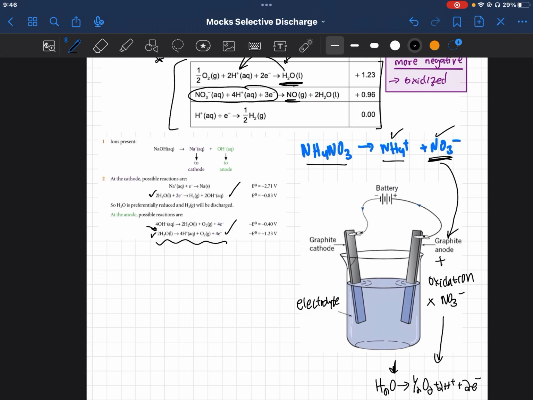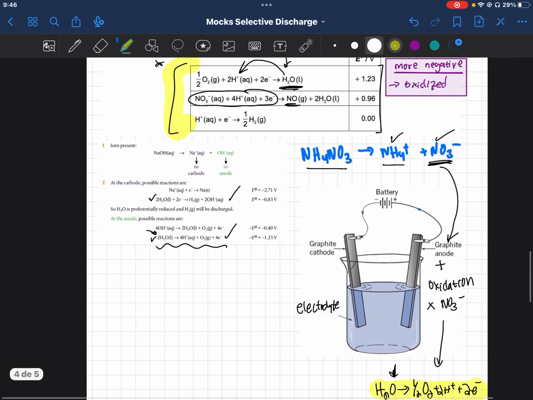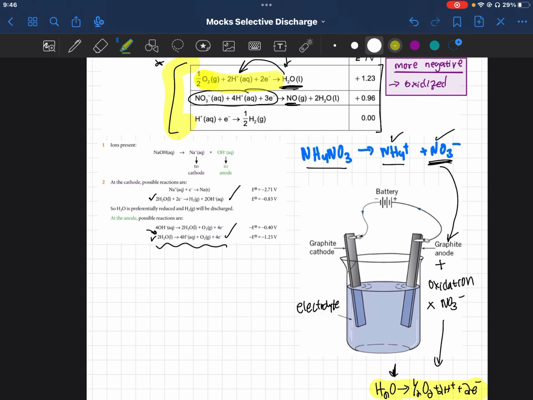All right, so a little tricky, but really I was just making sure I'm using exactly the information given. I don't know anything about NO3, so out of the reactions they've given me, the only one that could have been oxidized was this water business.